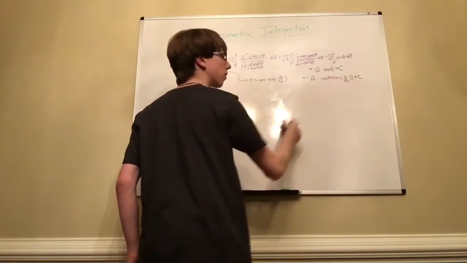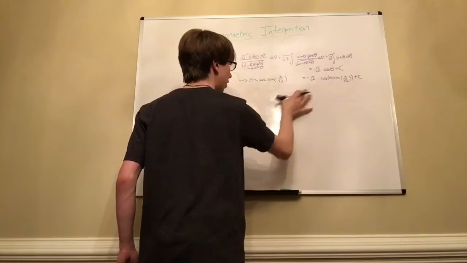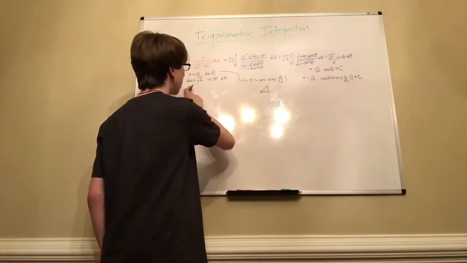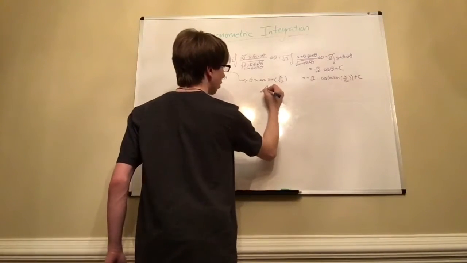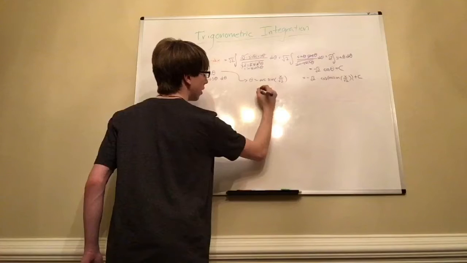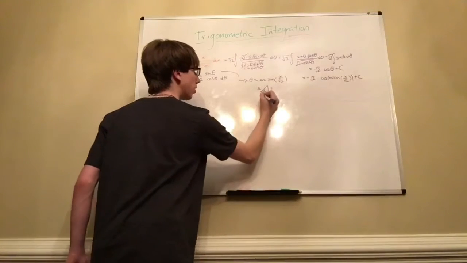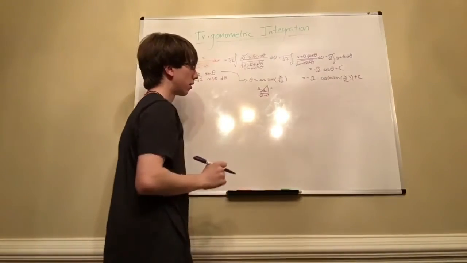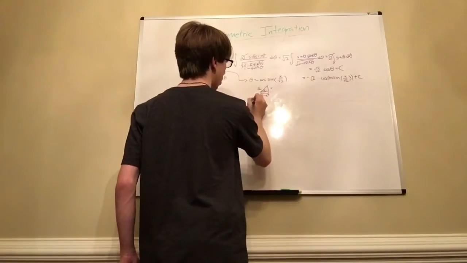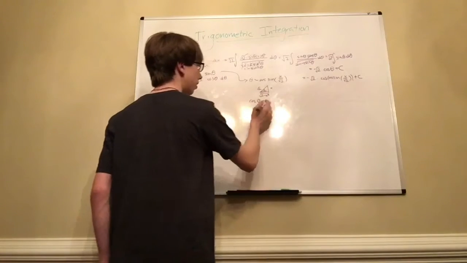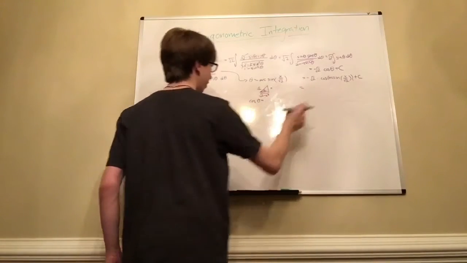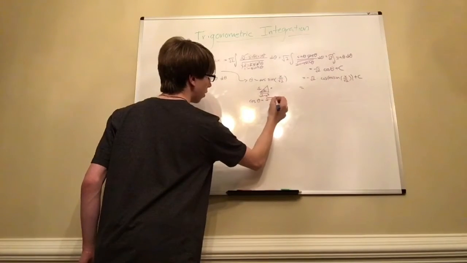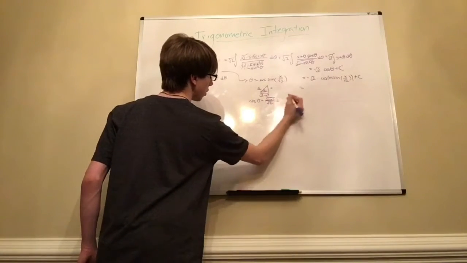And so to find cosine of arc sine, we just need to use the triangle method. So if sine of theta is x over the square root of 2, here's theta, so then this is x, and then the hypotenuse is the square root of 2, so the adjacent is the square root of 2 minus x squared, which is that. So then that means that cosine theta is equal to the adjacent over the hypotenuse, the square root of 2 minus x squared over the square root of 2.